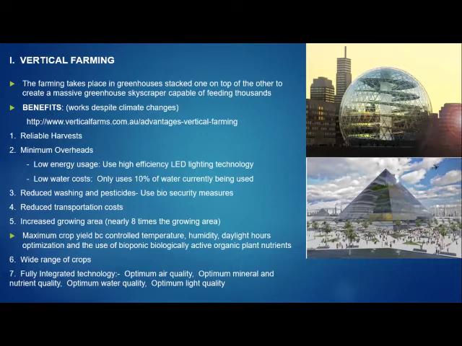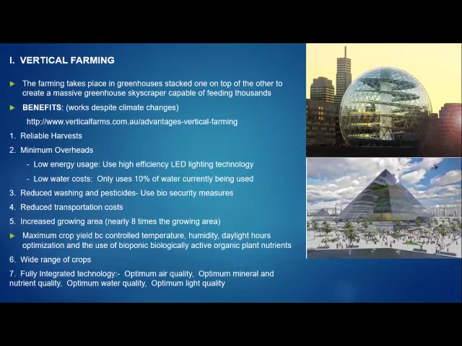So you can basically have a lot more maximum crop yield in a small space, and you can control the temperature, humidity, daylight hours, and basically you can use all kinds of technology, artificial intelligence, to really maximize and optimize the amount of yield that is being grown. All right, and so you can also grow a wide variety of crops.